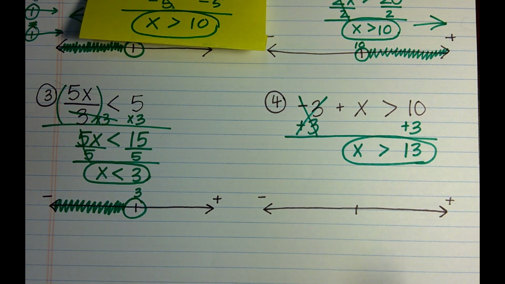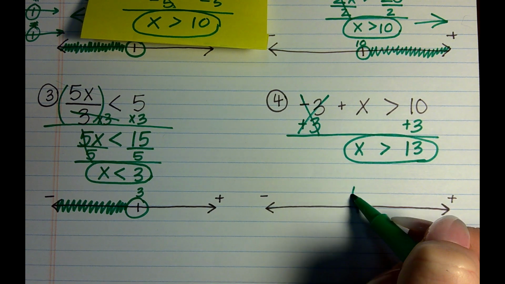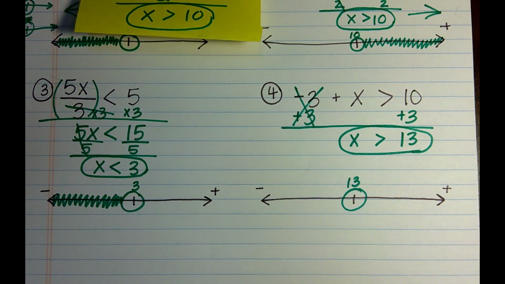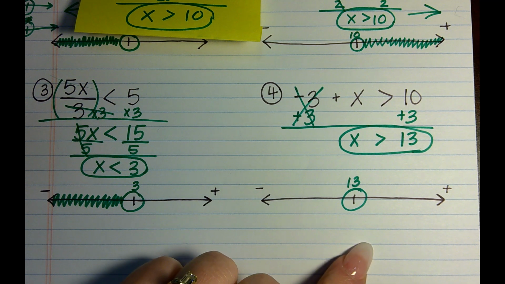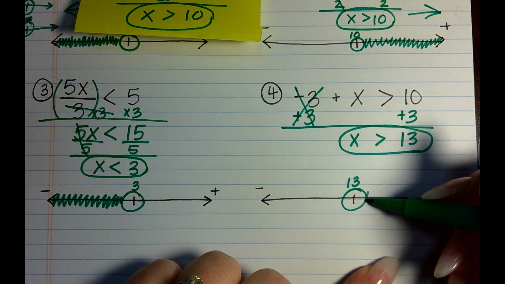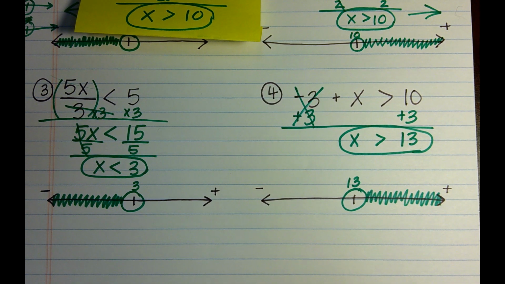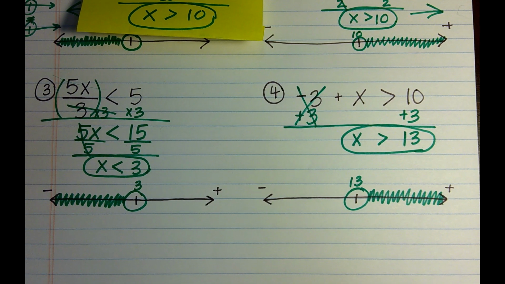What's our graph look like? First circle the tick mark. Is that what you call it? Yes. Then put a 13 over top, and then we're going to shade to the right. Good. Shade to the right. There it is. Awesome.